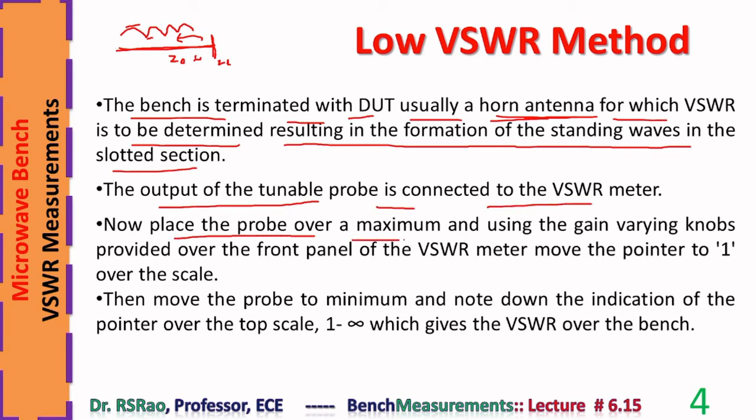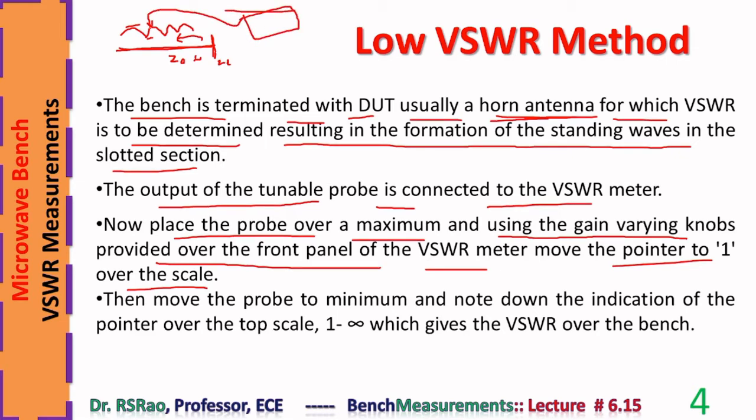Now place the probe over a maximum and, using the gain varying knobs provided on the front panel of the VSWR meter, move the pointer to 1 over the scale. Place the probe over a maximum. The output of the probe is connected to the VSWR meter. So when the probe is over a maximum, there exists a certain amount of deflection in the pointer on the front panel of the VSWR meter. Now vary the gain. Gain knobs are provided on the front panel. Vary the gain of the VSWR meter and see that the pointer is over 1. 1 is the rightmost point over the topmost scale.